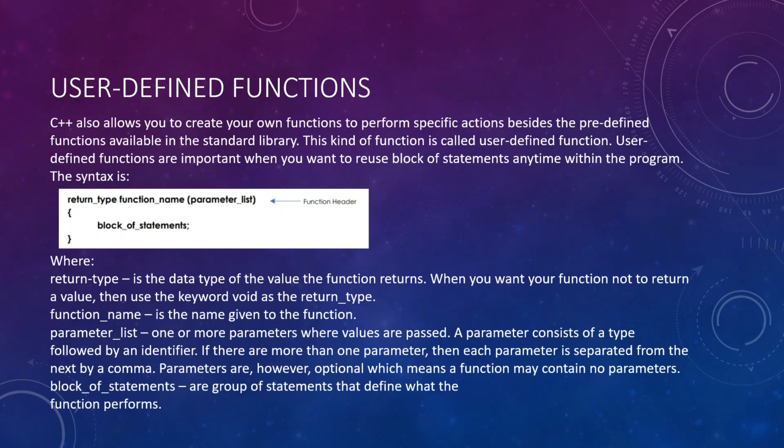Parameter list: one or more parameters where values are passed. A parameter consists of a type followed by an identifier. If there is more than one parameter, then each parameter is separated from the next by a comma. Parameters are, however, optional, which means a function may contain no parameters. Block of statements is a group of statements that defines what the function performs.